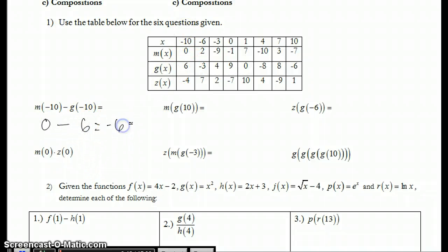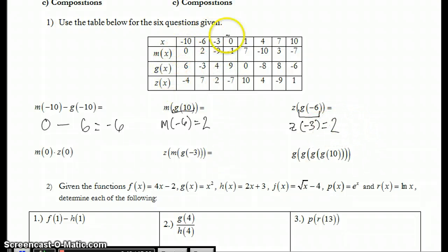Subtract them, -6. Here, we're doing m of g of 10, not multiplying, but first we want to find g of 10. G of 10 is -6. So we're looking for m of -6, which is 2. G of -6 is -3. We're going to take that output and plug it as an input to z. Z of -3 is 2.